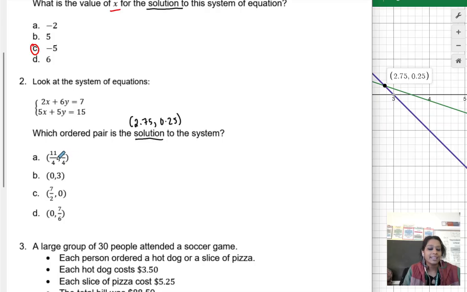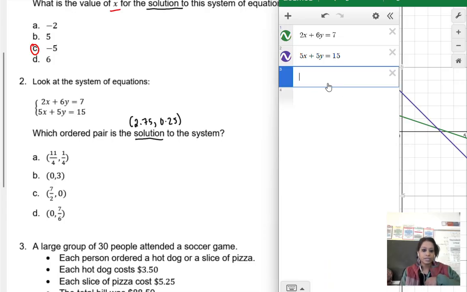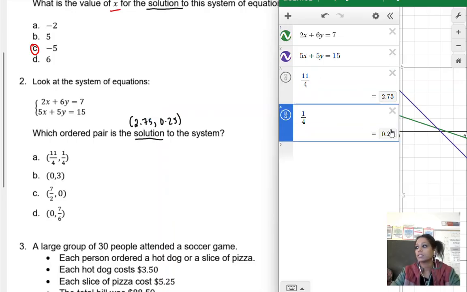It's going to be A because you have the fractions, but it's good to always, in case your test question has different answer choices and you have more than 1 fraction or decimal, just check it in Desmos. 11/4 is equal to 2.75, which is what I have here. And then 1/4 is 0.25, which is what I have here. Okay, so it is definitely A.